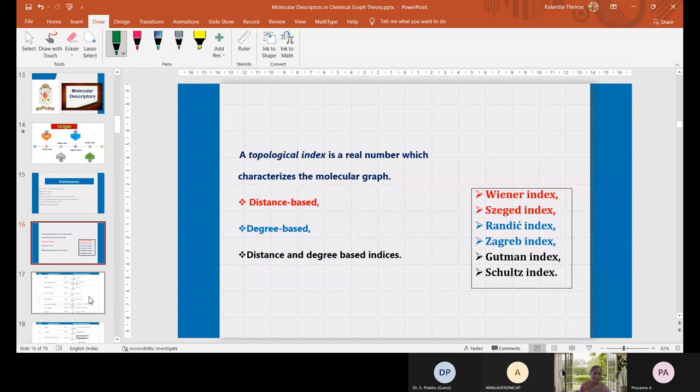Therefore, just now we'll come to the molecular descriptor or topological index. This is a real number which characterizes the molecular graph. It may be distance based or degree based, or it is distance and degree based. Here, the Wiener index and Hosoya index are distance based indices. The Randić index and Zagreb index are degree based indices. And the Gutman and Schultz indices are distance as well as degree based indices.